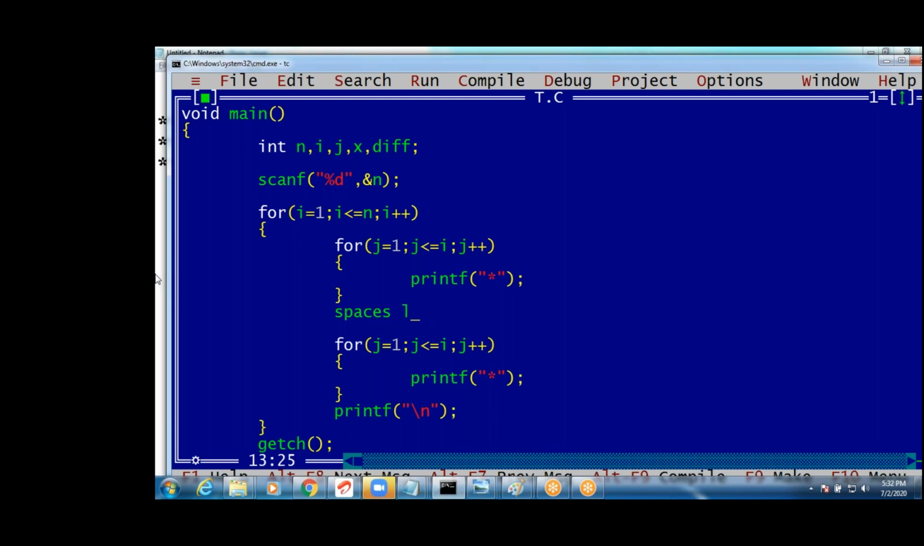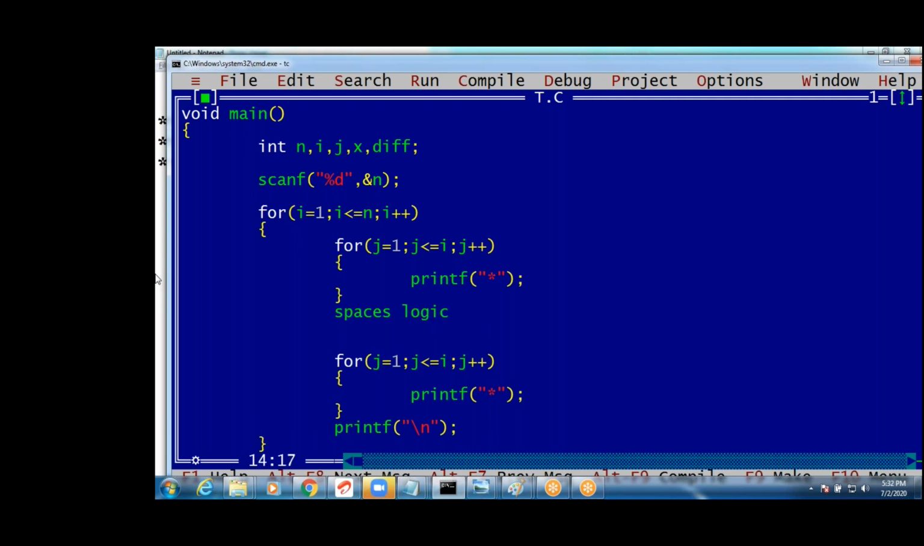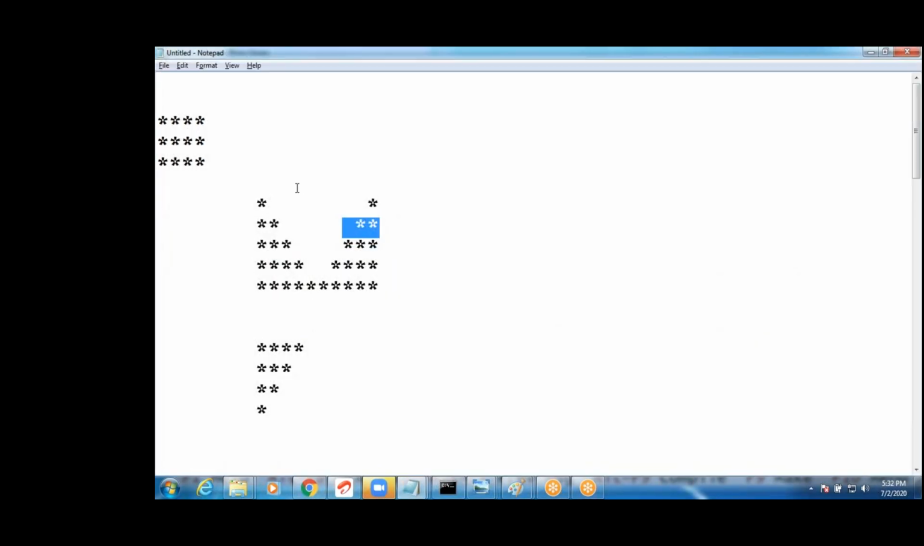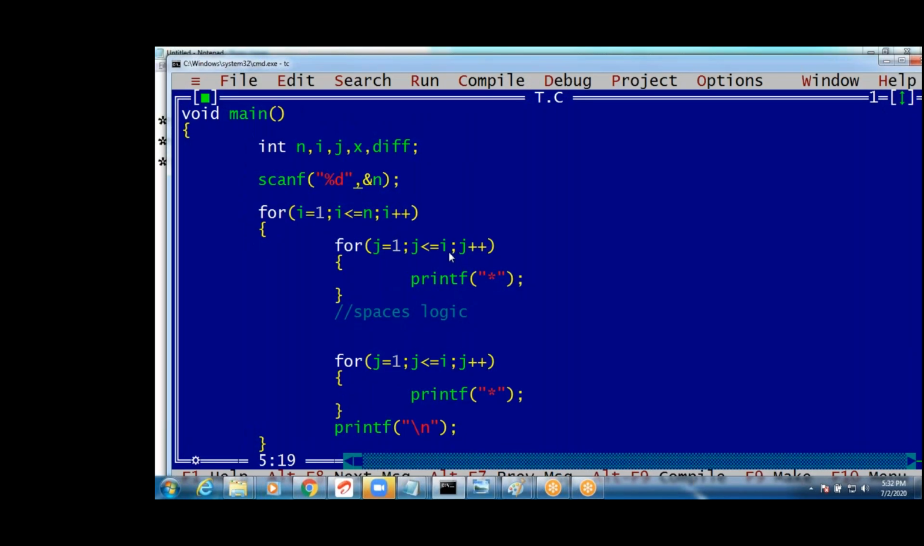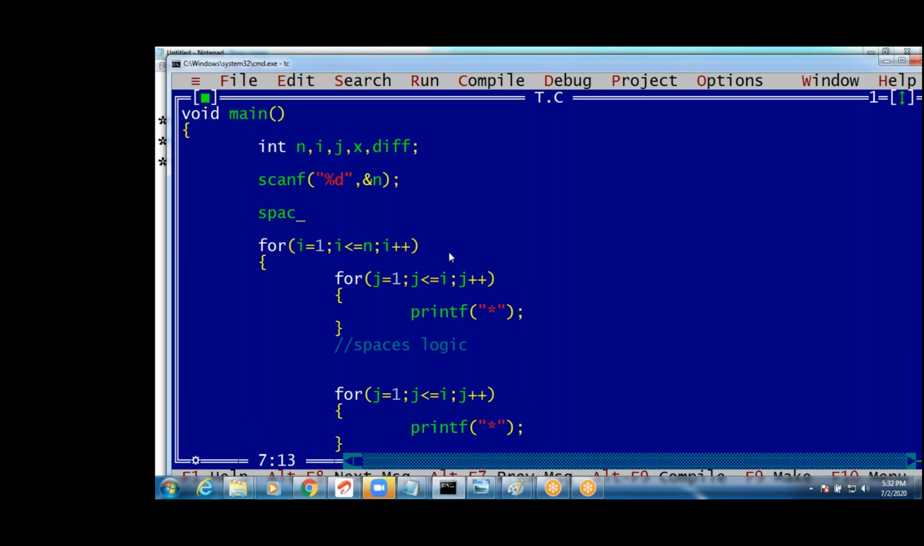What is 2 into n? 2 into n is 10, minus 2, so you want 8 spaces. Take spaces, guys. Now I am taking spaces. Listen carefully, simple logic. Now what am I writing? Simple logic. Now I will write a spaces logic.